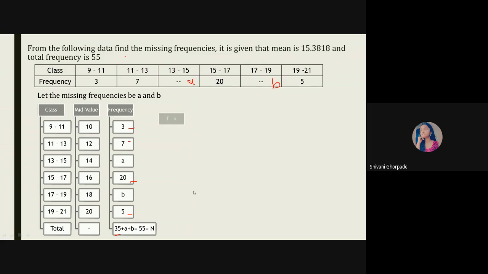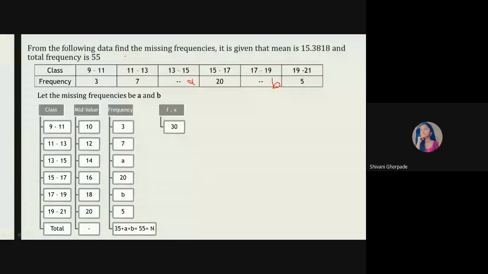The last column is fx. Now for fx, what we have to do? We have to multiply frequency by mid value. 10 multiplied by 3, 30. Do the next one. 84. Yeah, 84.